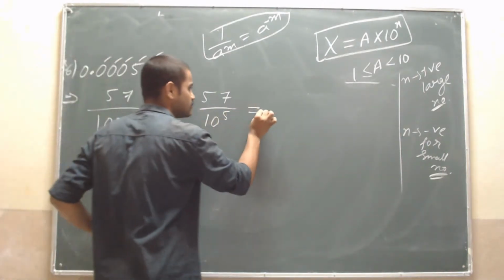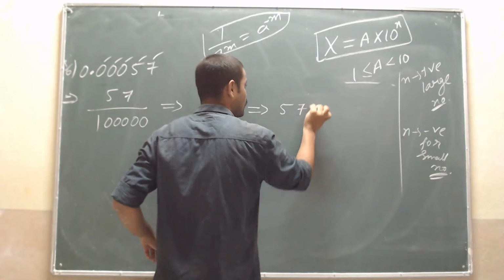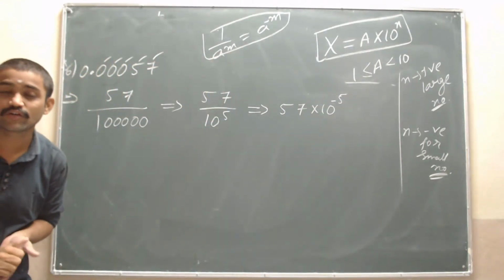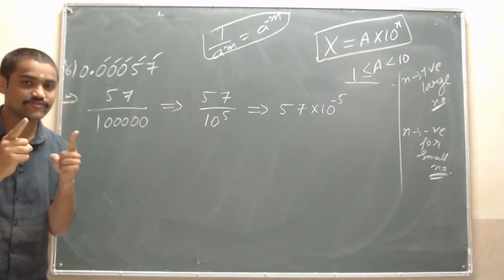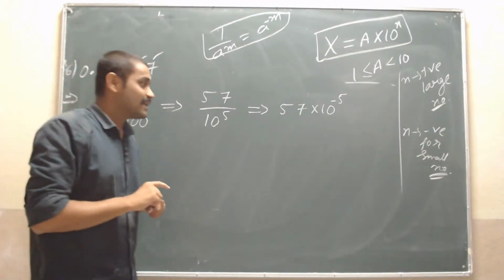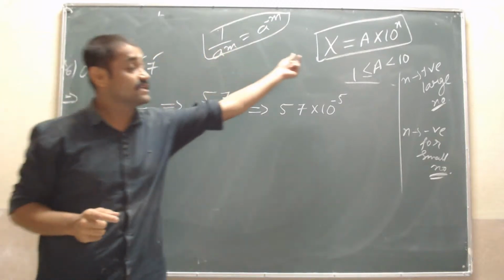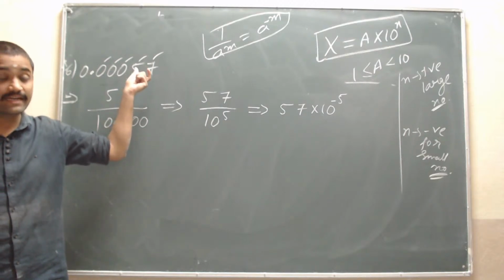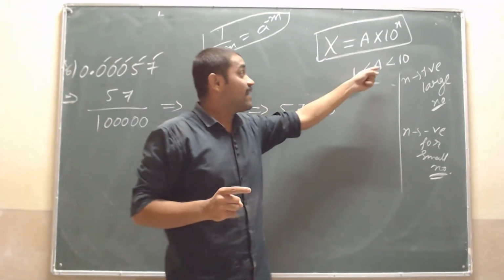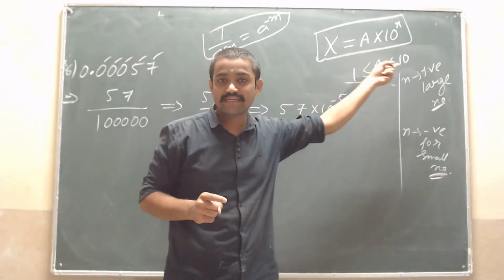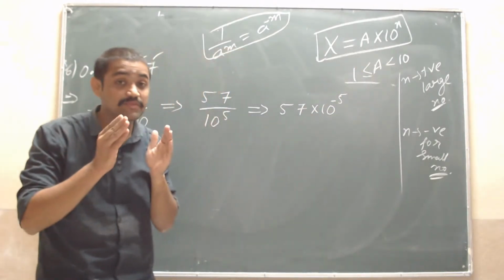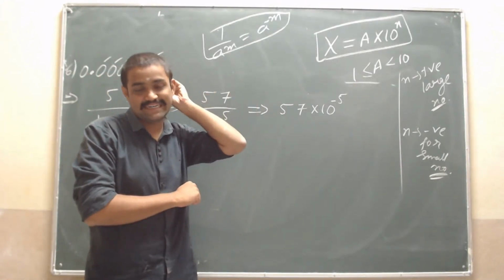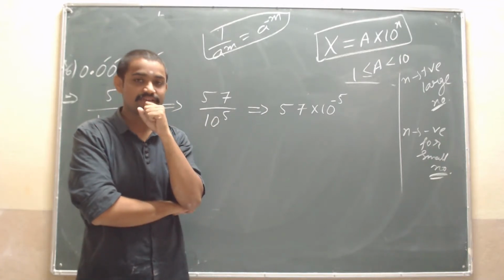Then it becomes 57 into 10 to the power of minus 5. Now concentrate. This number is 0.00057. Concentrate here. The a value must exist between 1 and 10. Here the a value is 57.